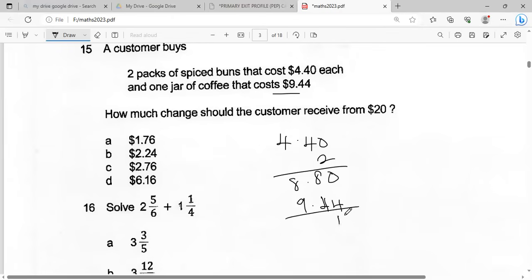Then we add this: 8 and 4, 12. So we carry 1. So this gives us what? 18.24. So if we're going to take it from $20, put the decimal place.